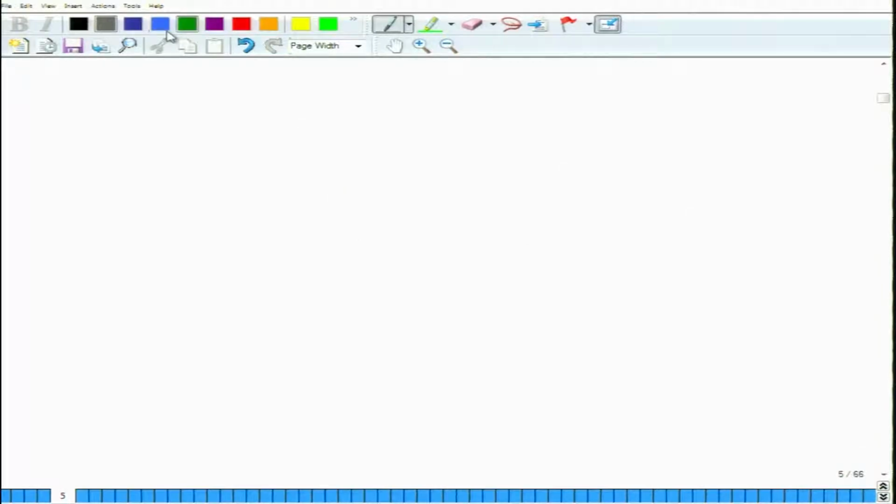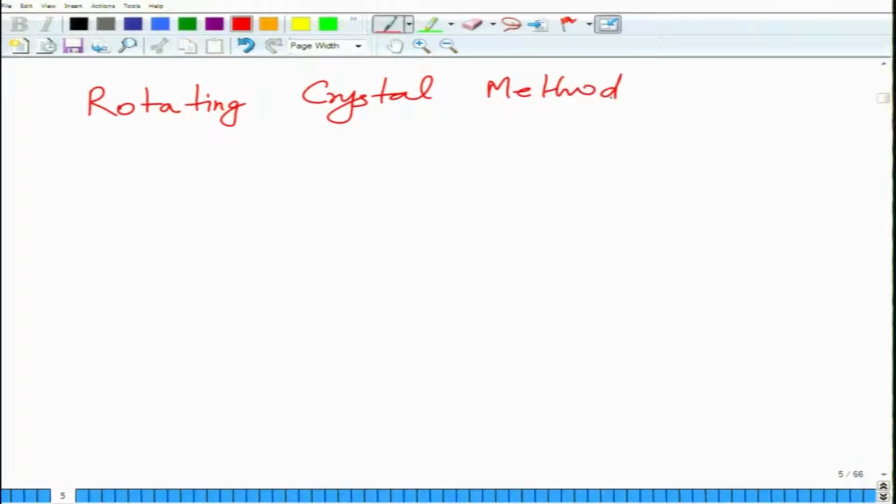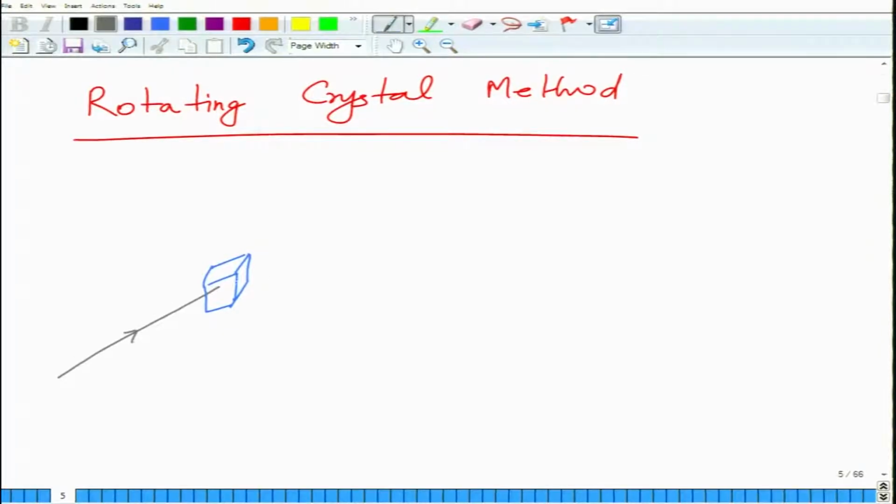The second method that we talk about is the rotating crystal method. In this method, basically you have a crystal, okay, the beam hits somewhere like this. This is your crystal, this is your I in, and you are going to have diffraction going on in various directions, and it is rotating, okay, it is rotating.